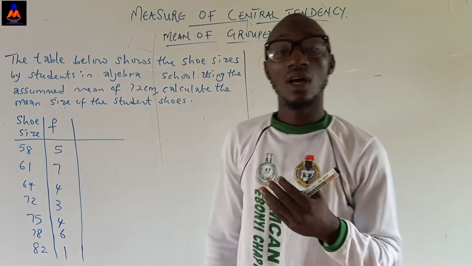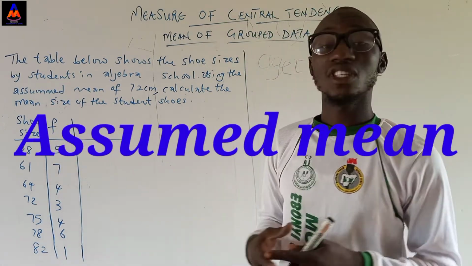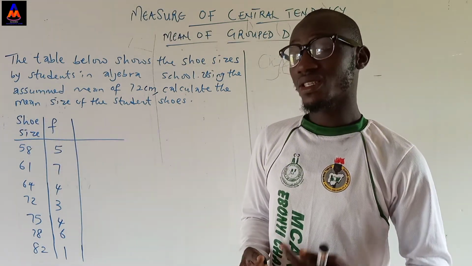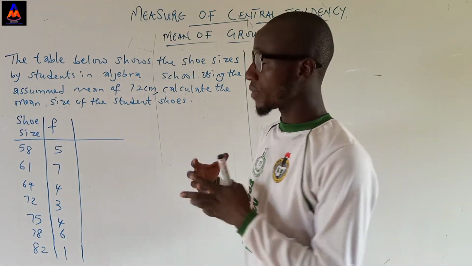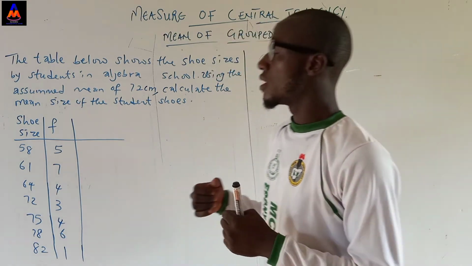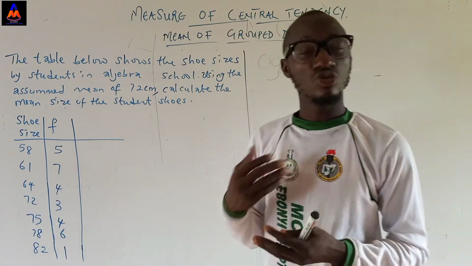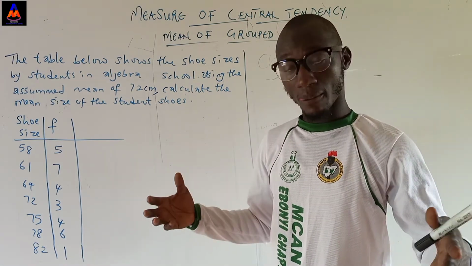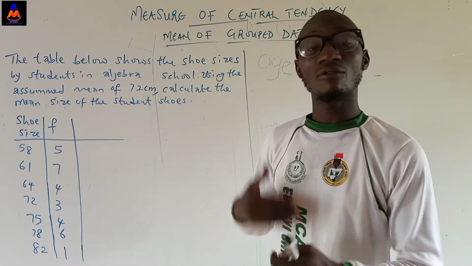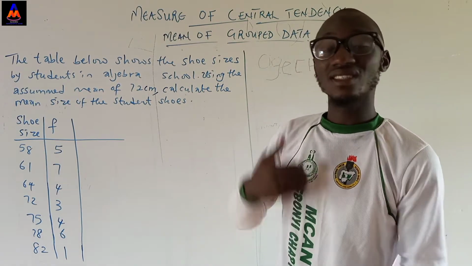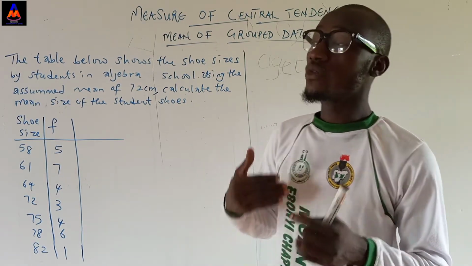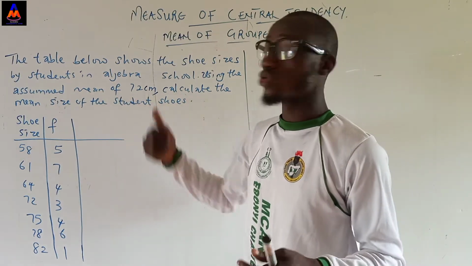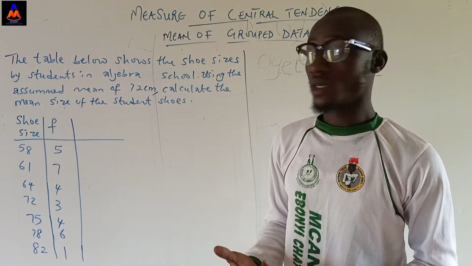We can also be given an assumed mean, which is an arbitrary number, to calculate the mean of a particular distribution. We normally make use of an assumed mean when dealing with a very large data. Assumed mean is a shorter and faster way to quickly detect the mean of a distribution. So if they want you to make use of an assumed mean, it is proper for them to give you an assumed mean to be used. So let's deal with this question.